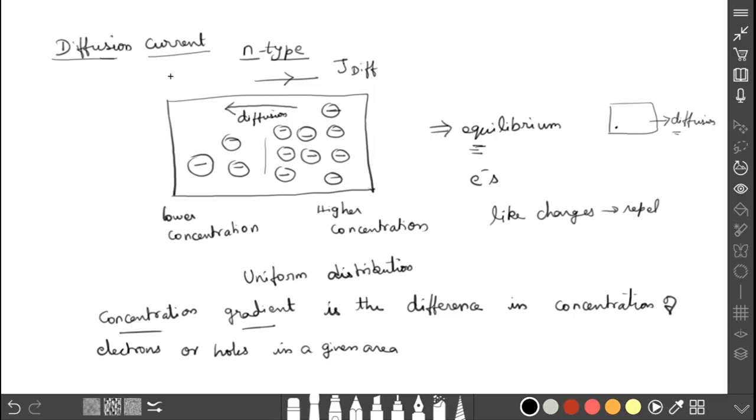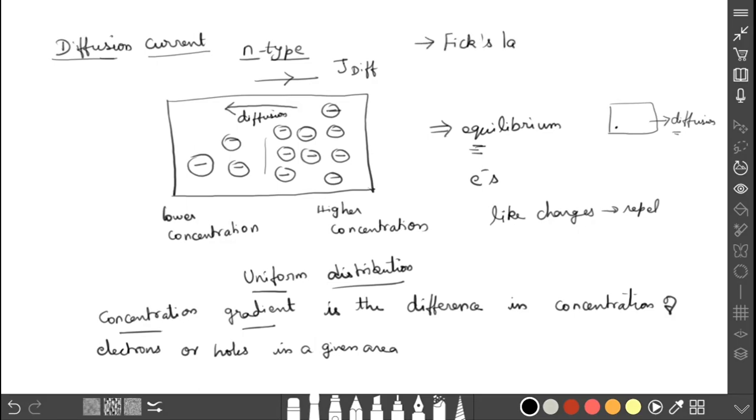This is happening because of nature's attempt to reduce the concentration gradient to zero. That means there won't be any difference. It should be uniformly distributed. So that is the concept of diffusion current. But this process does not occur in conductors. That we have to remember carefully. So this diffusion current will not be produced in the case of a conductor. And in the previous case the drift current obeys Ohm's law, but this diffusion current obeys Fick's law.